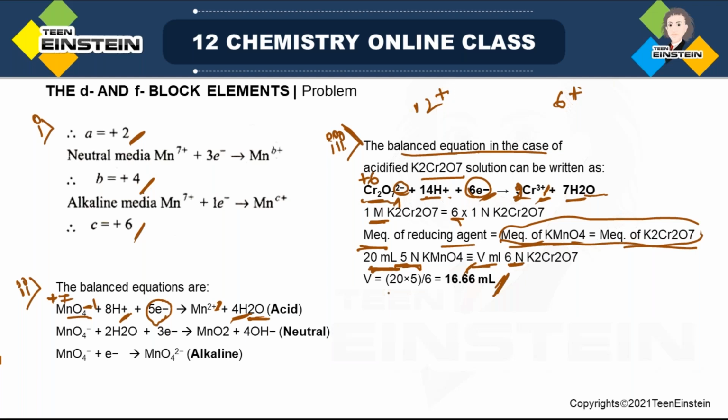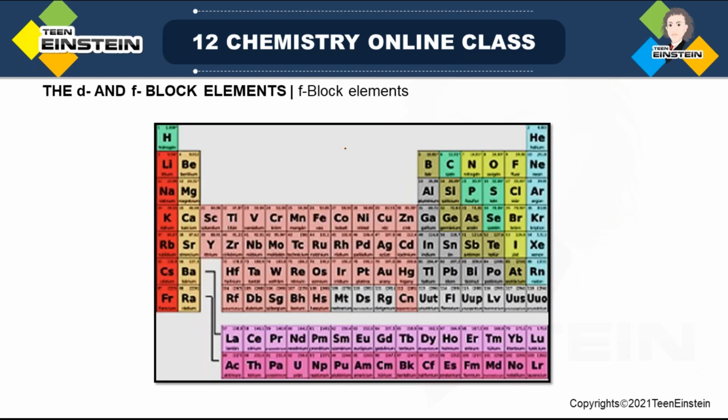So that is all about D block. Next we will start the other block, which is F block. Before going to F block elements, here we have the periodic table once again, and there is a reason behind that. D block is this part, right?